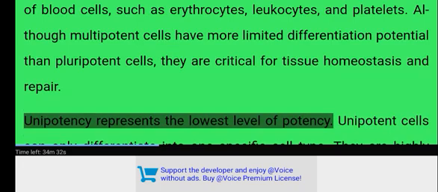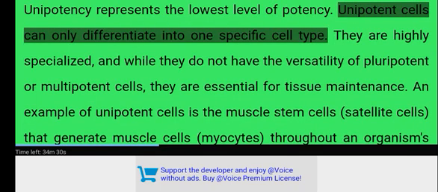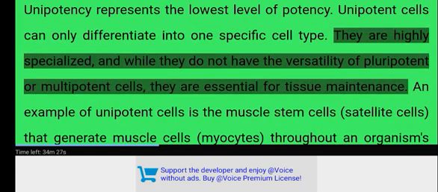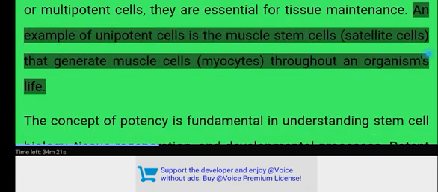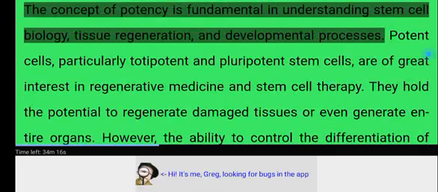Unipotency represents the lowest level of potency. Unipotent cells can only differentiate into one specific cell type. They are highly specialized, and while they do not have the versatility of pluripotent or multipotent cells, they are essential for tissue maintenance. An example of unipotent cells is the muscle stem cells, satellite cells, that generate muscle cells, myocytes, throughout an organism's life. The concept of potency is fundamental in understanding stem cell biology, tissue regeneration, and developmental processes.